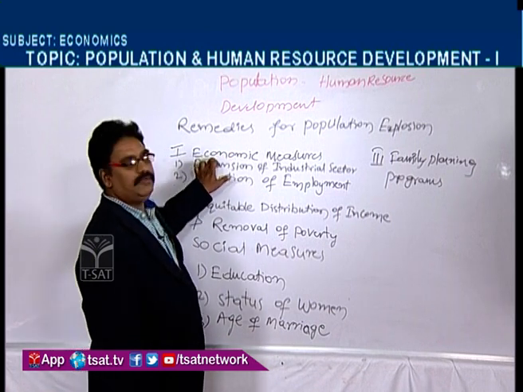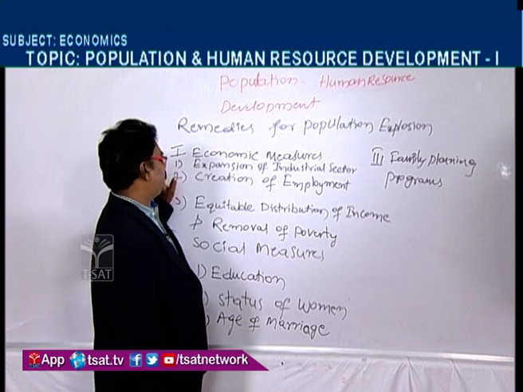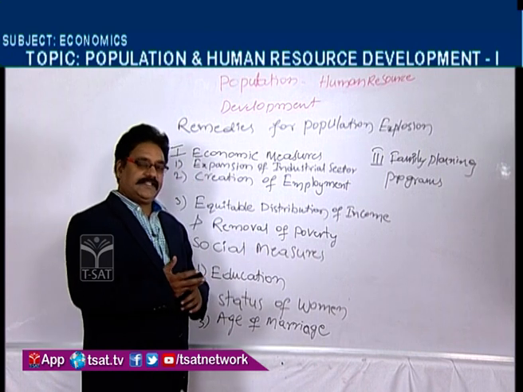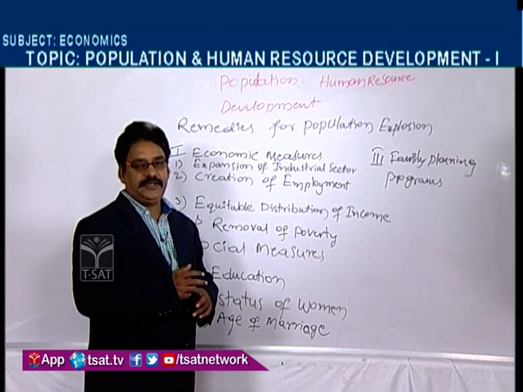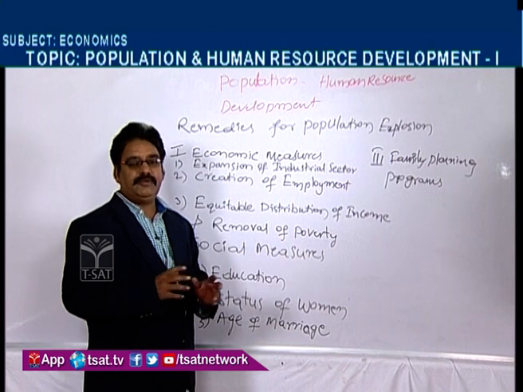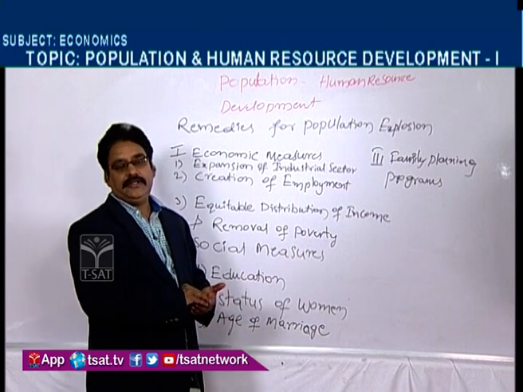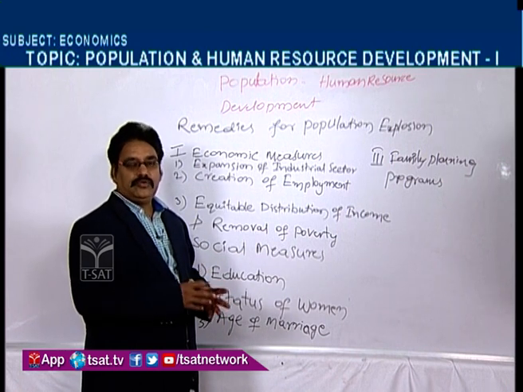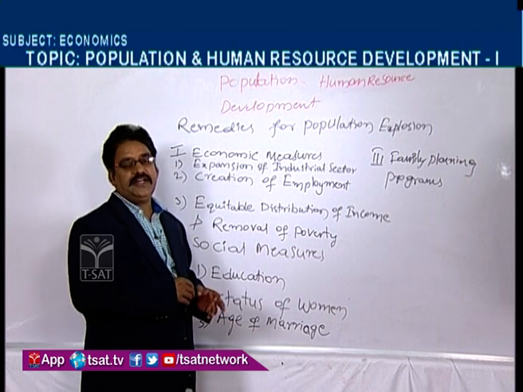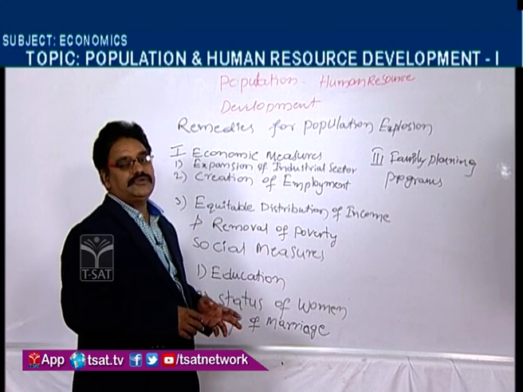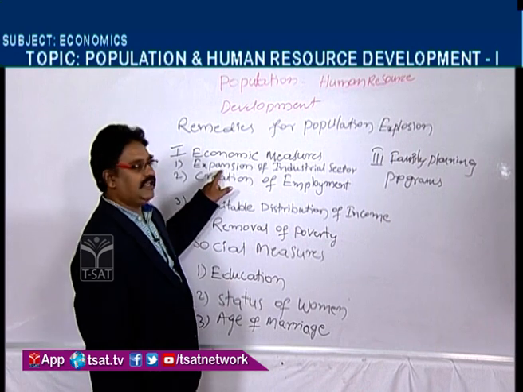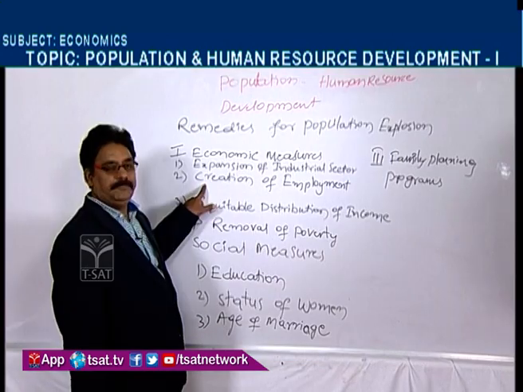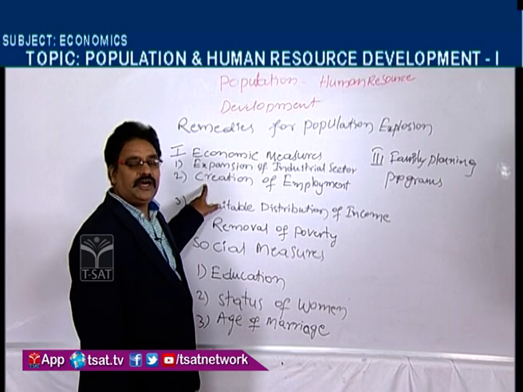The first one is economic measures. Under economic measures, expansion of the industrial sector leads to urbanization. Urbanization influences people to migrate from rural to urban areas. So automatically raising children becomes a problem, as they have to provide good education and all amenities. People used to control their birth rate, and automatically the population can be controlled. And creation of employment is also another remedy.